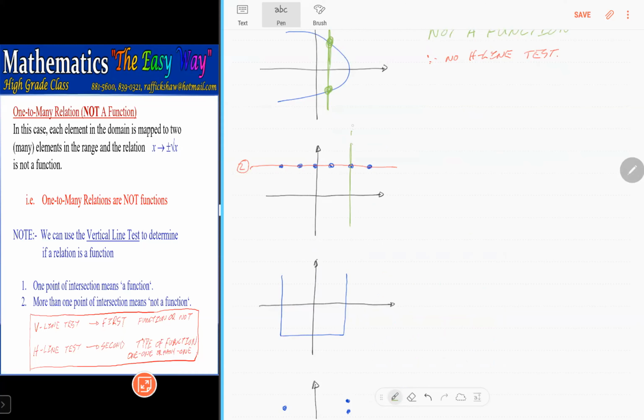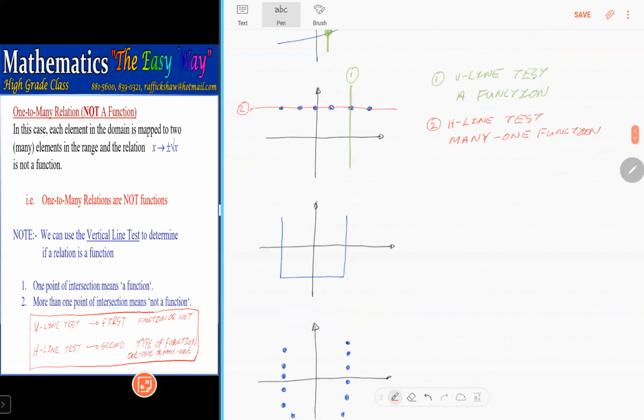All right, 1 and 2. So my vertical line test says we have a function. And my horizontal line test says it's a many to one. It intersects more than once, right? Many to one function. Nice and easy like that.